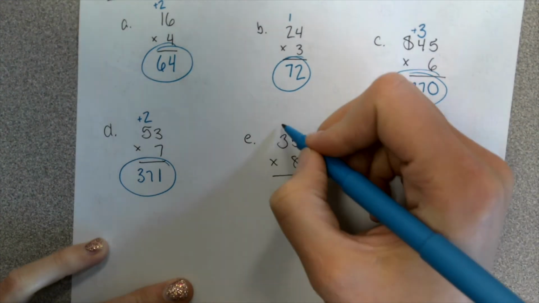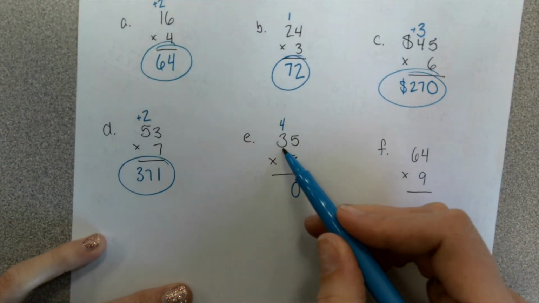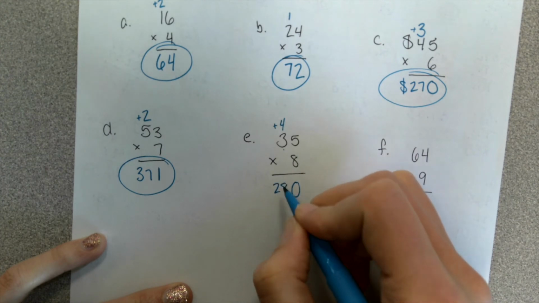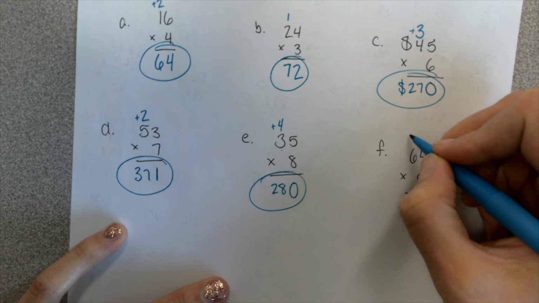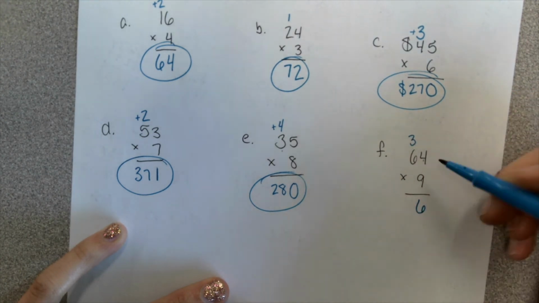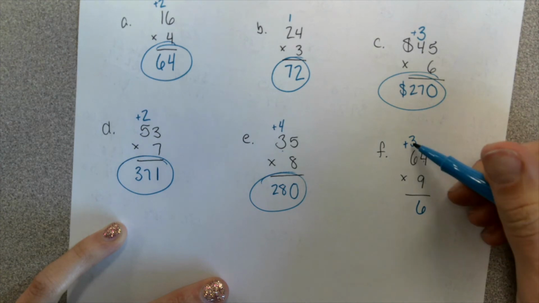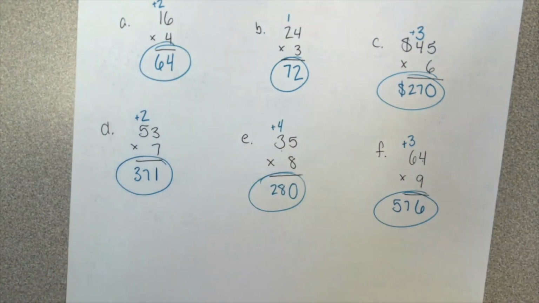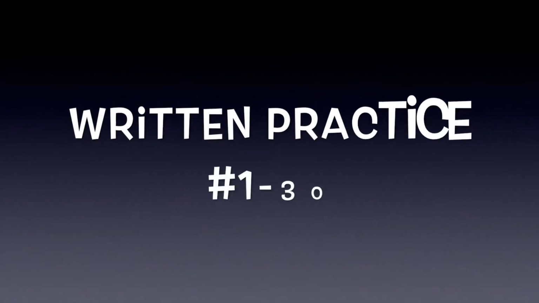8 times 5 is 40. Multiply, then add. 8 times 3 is 24, plus 4 is 28. 9 times 4 is 36. Multiply, then add. 9 times 6 is 54, plus 3 gives us 57. Excellent.